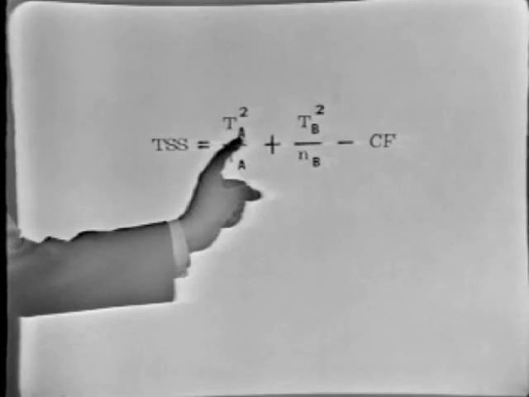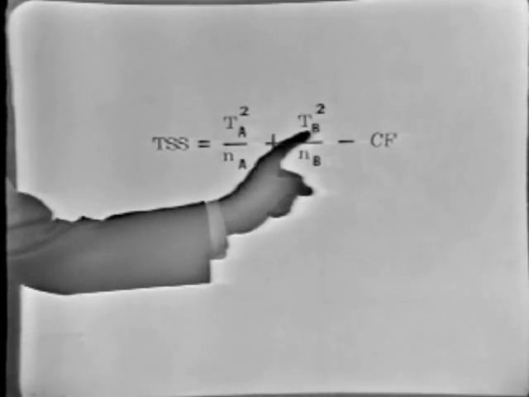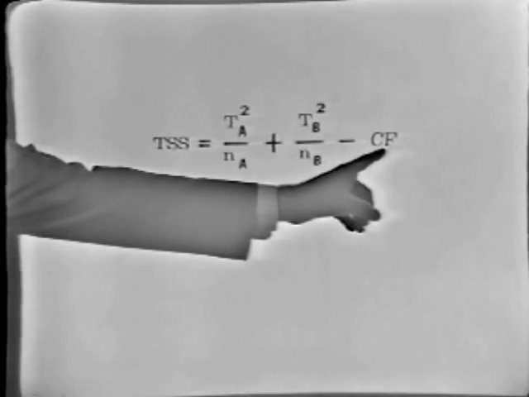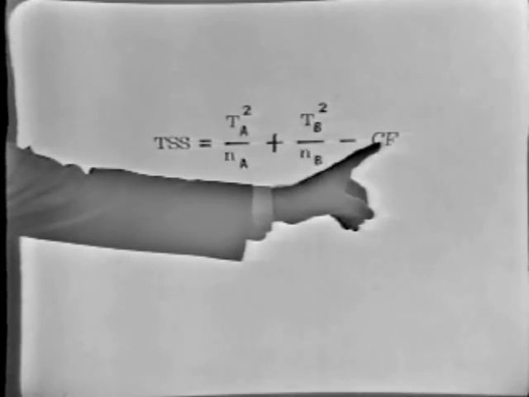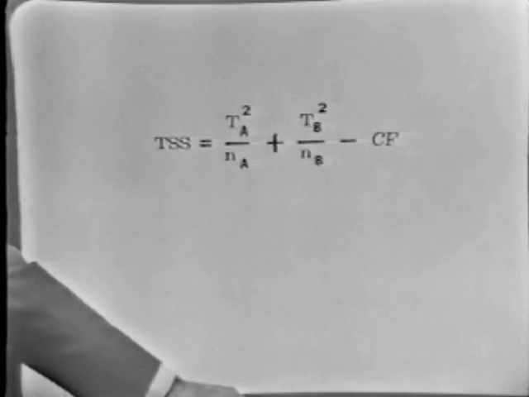If you want to get the treatment sum of squares somewhat more quickly, here's one way you can do it. You can take the total for treatment A, square it and divide by the number of observations in treatment A. Take the total for treatment B, square it and divide by the number of observations in treatment B, and subtract out the correction factor. Now you should remember the correction factor is the grand total squared divided down by the total number of observations. Okay? Now let's actually see that calculation.